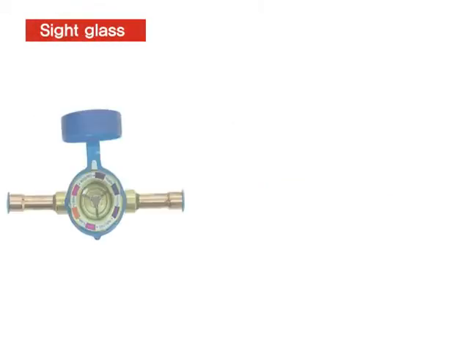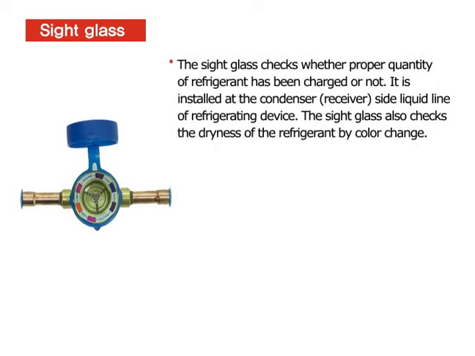Sight glass. The sight glass checks whether the proper quantity of refrigerant has been charged or not. It is installed at the condenser or receiver side liquid line of the refrigerating device. The sight glass also checks the dryness of the refrigerant by color change.